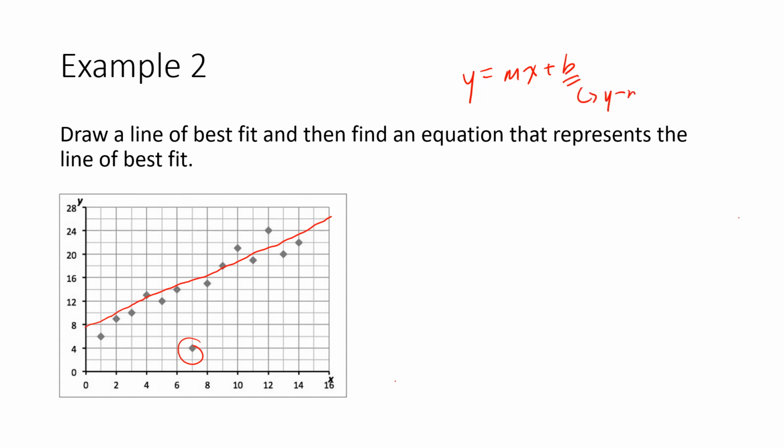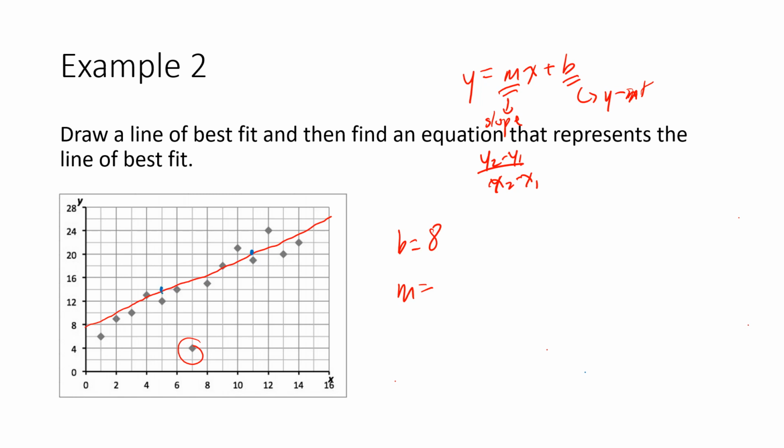This is the y-intercept. This is the slope, which is the difference between any two y values over the difference in any two x values for the same points on the line. So my b here is 8, more or less, and my slope, I'm going to pick a couple of points. Let's say I use this point right here and this point right here.